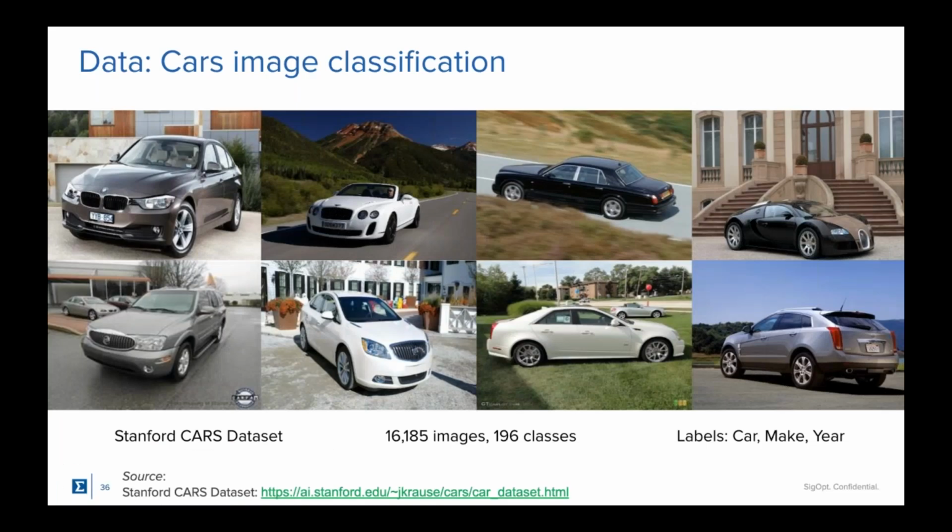What we're going to be doing, though, is a classic computer vision problem, image classification. In this case, it's multi-class image classification. We're going to be taking the Stanford cars data set, which is about 16,000 images of cars. And we're going to try to train ResNet, in this example, to identify the car, the make, and the year for each one of these images.